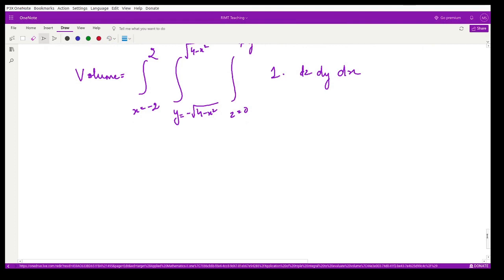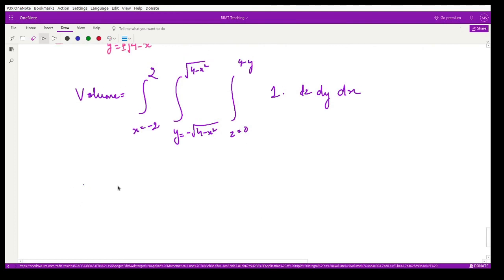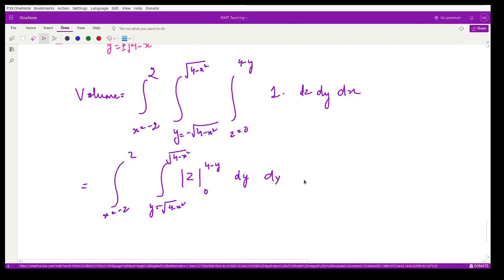So let's perform this integration. So this thing becomes equal to z, and the limits of z are 0 to 4 minus y. Other quantities, the integration with respect to y and x would be as such. So this quantity becomes the integral from minus 2 to 2, minus square root of 4 minus x square to square root of 4 minus x square, of 4 minus y dy and dx.